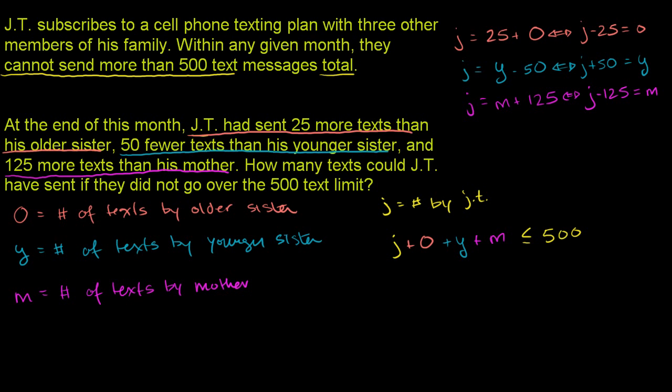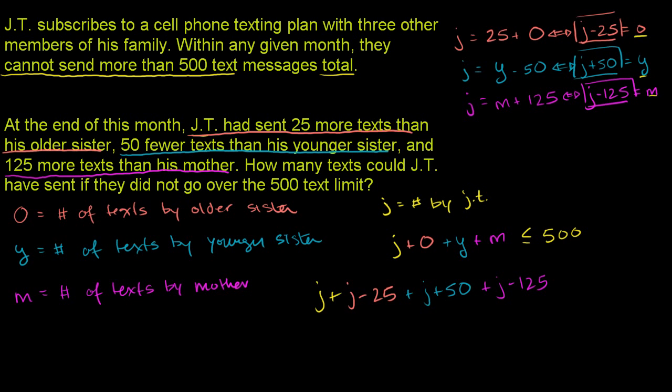So now that we have this, we can substitute for each of these variables into the original equation. So you have JT's texts plus his older sister's texts, but we know that O is the same thing as JT's texts minus 25. So we write J minus 25. And then plus his younger sister's texts, but we know that's JT's texts plus 50. So plus J plus 50. And then you have his mother's texts, which are just JT's texts minus 125. So plus J minus 125. And all of that has to be less than or equal to 500.